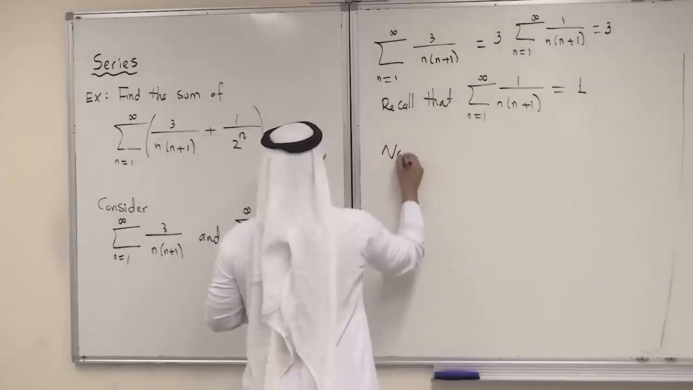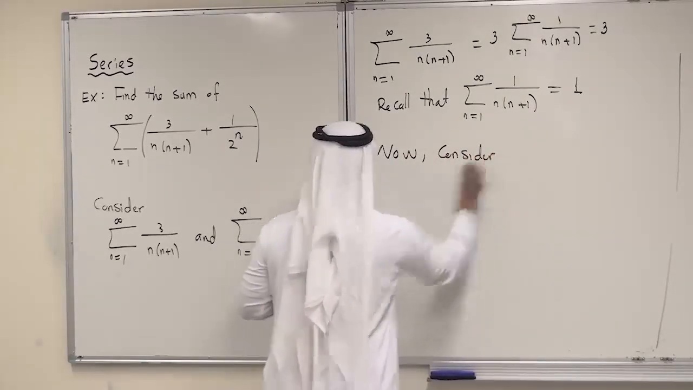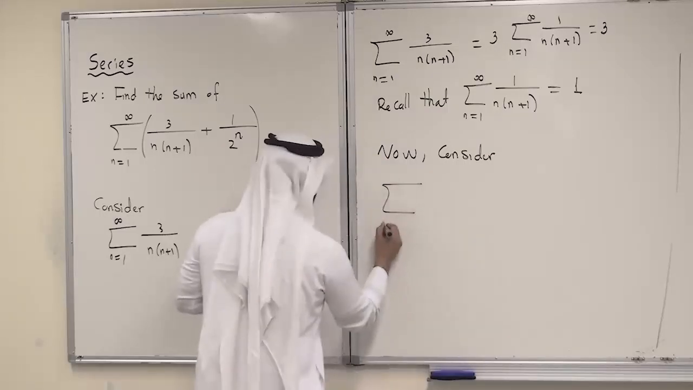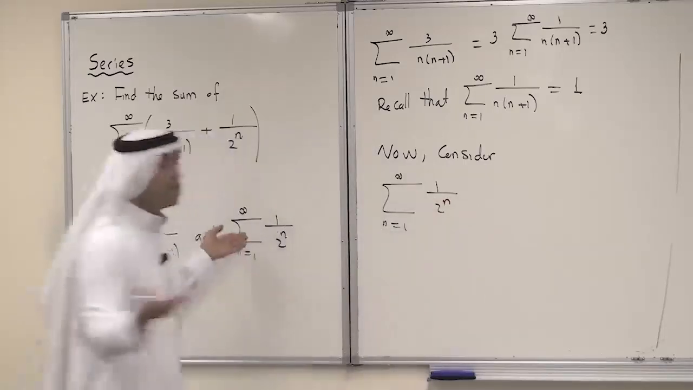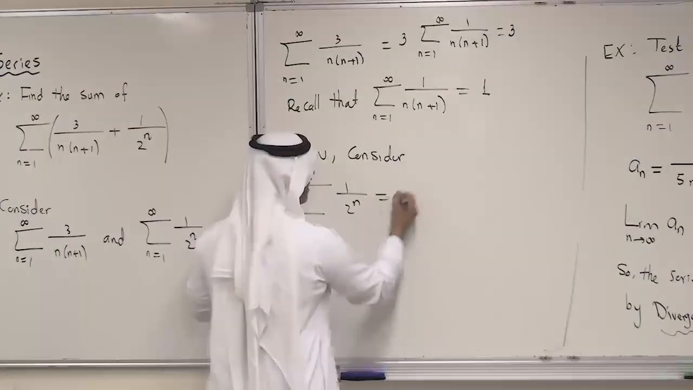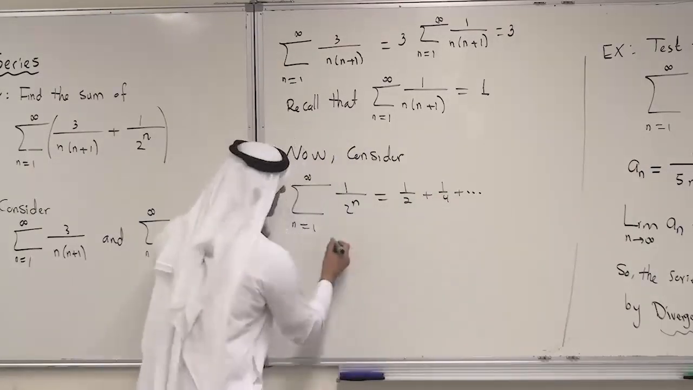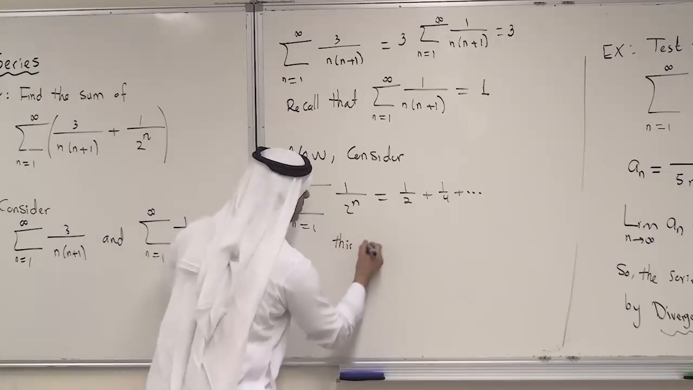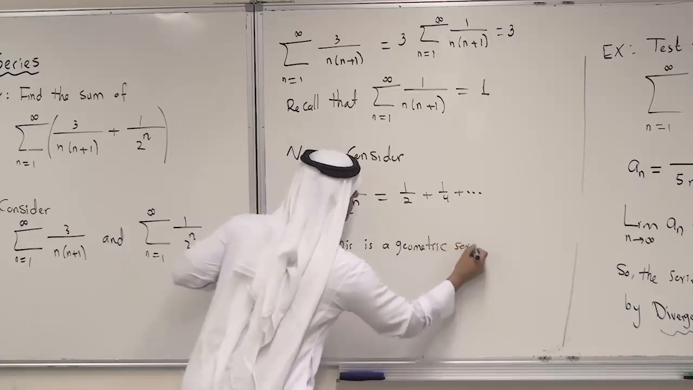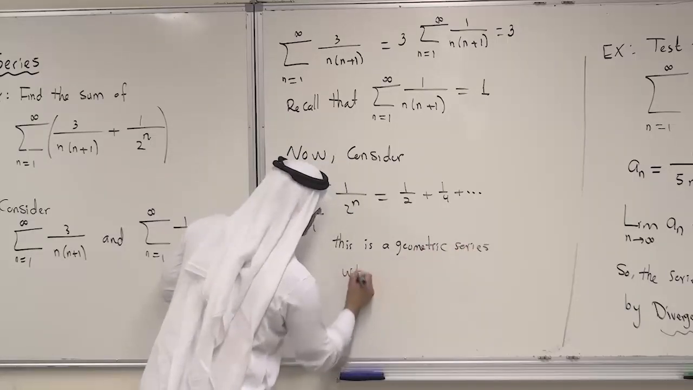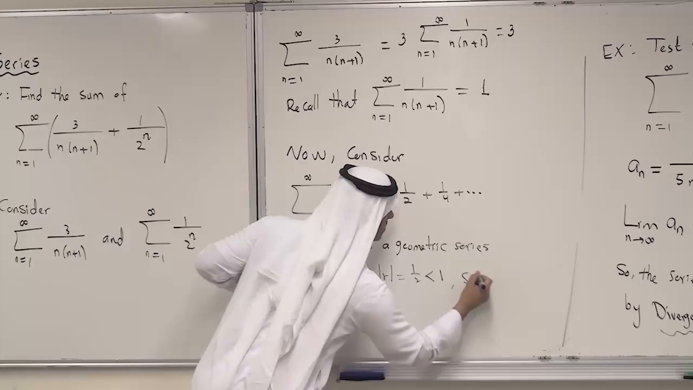Now, let us investigate the second one. Consider this series, n equal to 1 up to infinity, 1 over 2 to the power n. This is a geometric series, 1/2 plus 1/4 plus and so on. In this case, the absolute value of r is equal to 1/2, which is less than 1, so it is convergent.